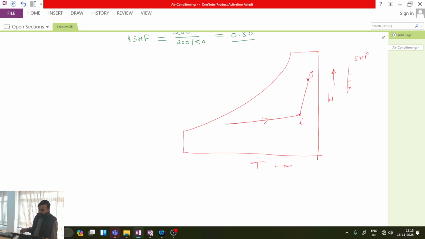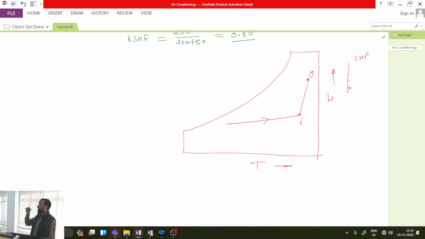Okay. But one important thing is given in the question. What is given in the question? It is given that the bypass factor is 0. When the bypass factor is 0, then the common solution of the GSHF line and the RSHF line will be the supply state of the air. Is this point clear or not?